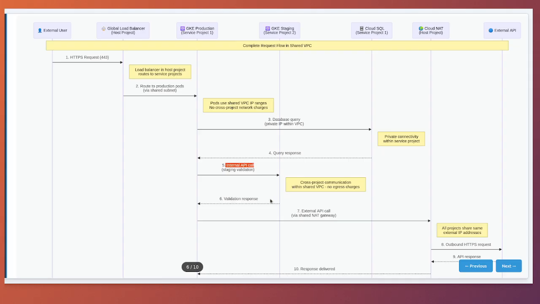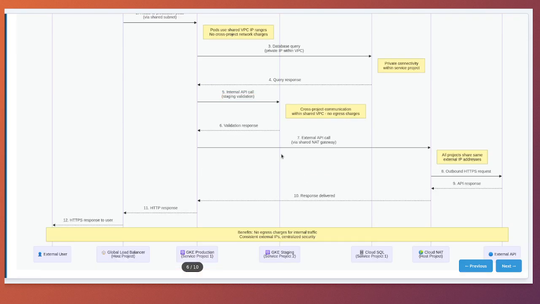Internal communication between service projects is one of the biggest benefits. When the production cluster needs to call the staging cluster for validation, that traffic stays entirely within the shared VPC.